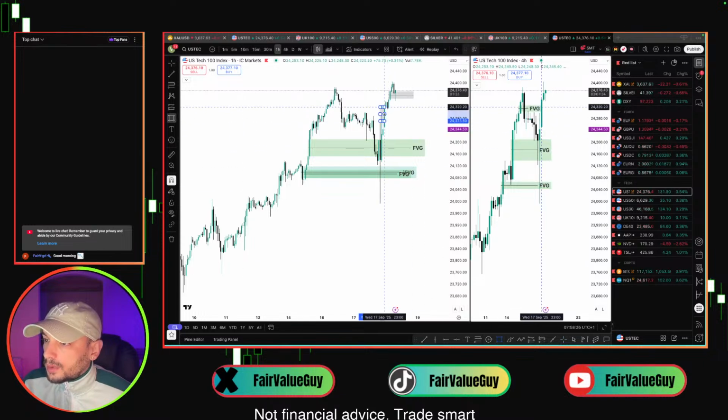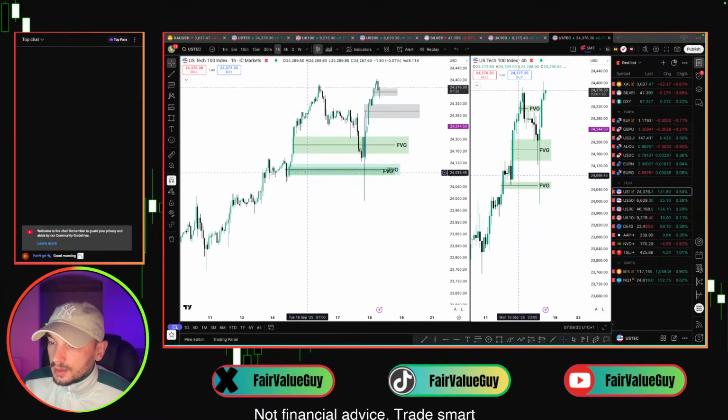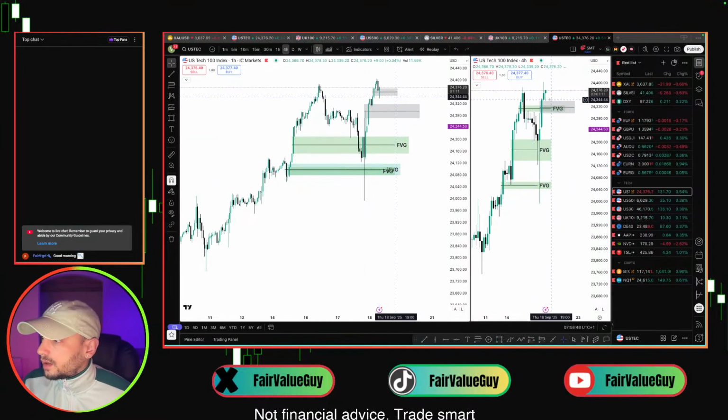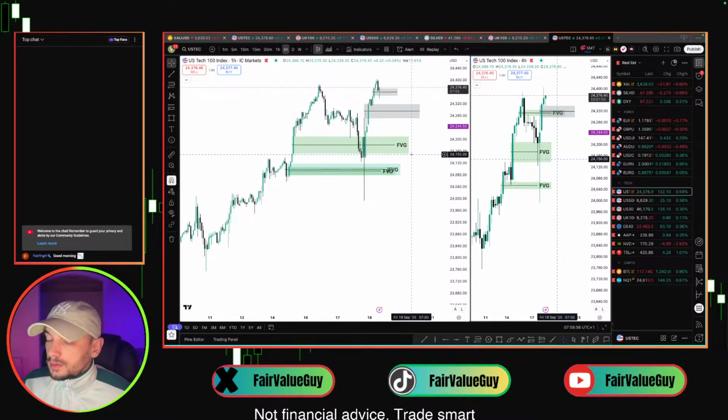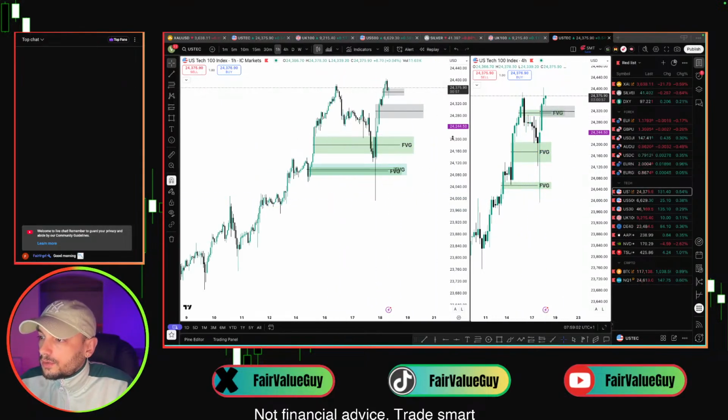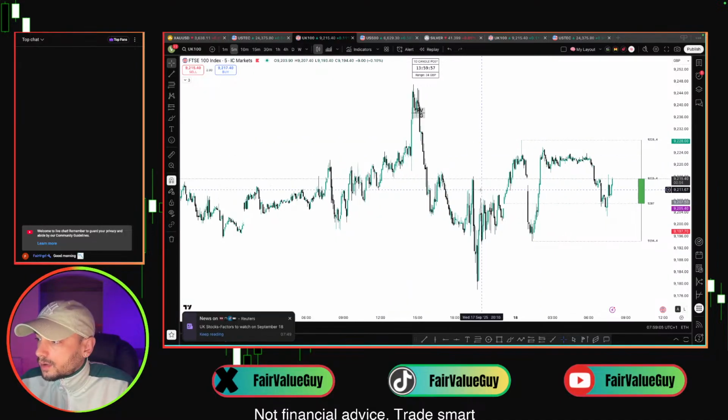We have a fair value gap here where we can expect the price to come down and then go even higher. But this zone here, as we said, was very important. This zone here, very important, and this one here, all of them played out beautifully. And we have a similar situation like here. Look at this one and look at this one. So we have a very similar situation. Our bias is very strong.